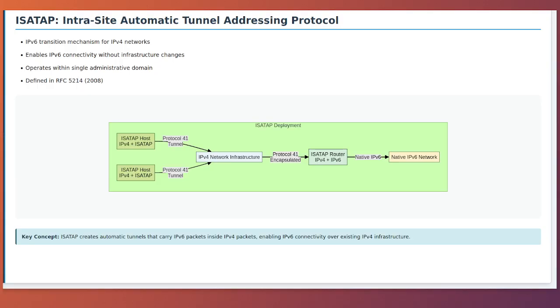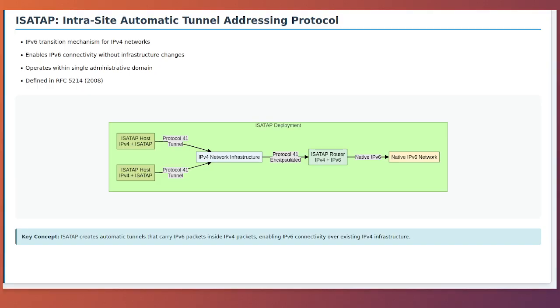What makes ISATAP particularly interesting is that it operates entirely within a single site or administrative domain. This is what the intra-site part of the name refers to. Unlike other transition mechanisms like 6-4 or Teredo that are designed for internet-scale connectivity, ISATAP is optimized for use within an organization's internal network. This design decision allows ISATAP to make certain assumptions about the network topology and security model that wouldn't be valid on the public internet.